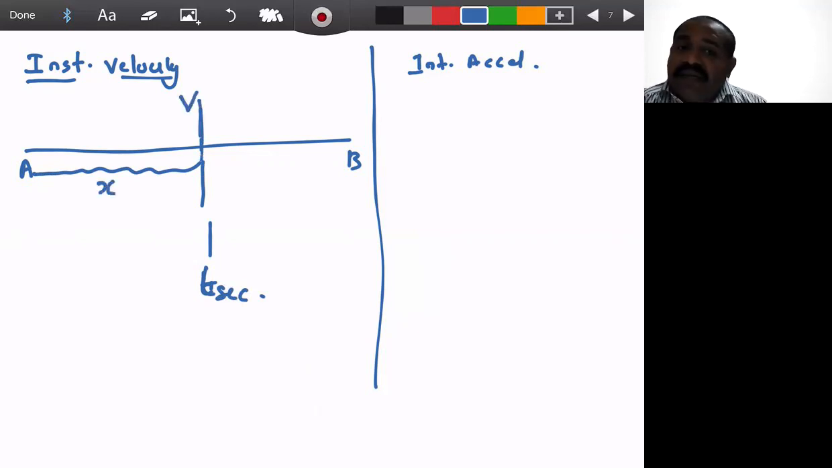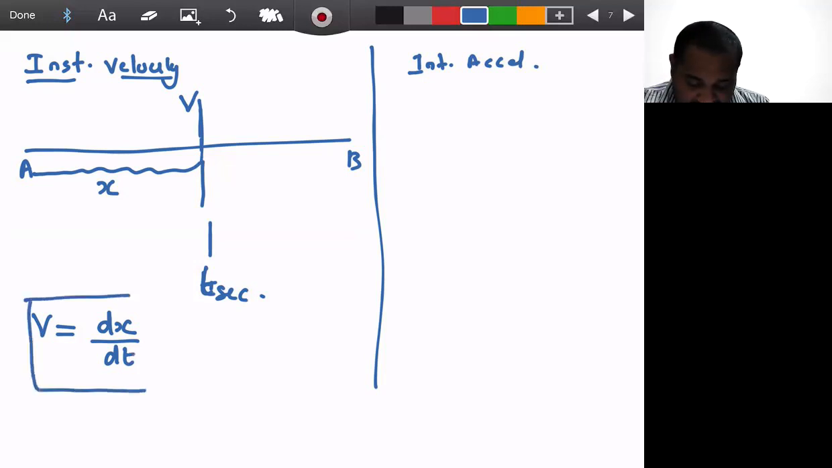It is x distance away from the starting point. So velocity is equal to, the definition says, we are not going into the derivation. We are only considering the equations. So instantaneous velocity is defined as dx by dt. What is dx by dt? We have to differentiate displacement with respect to time, then we will get the instantaneous velocity. So that is equal to dx by dt.